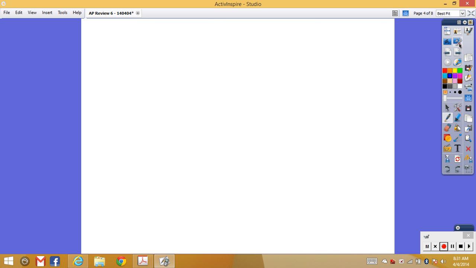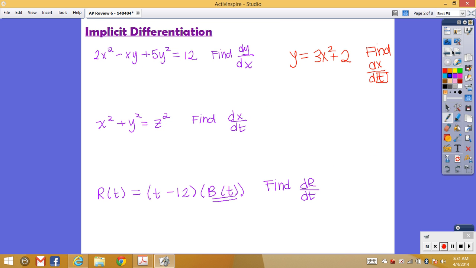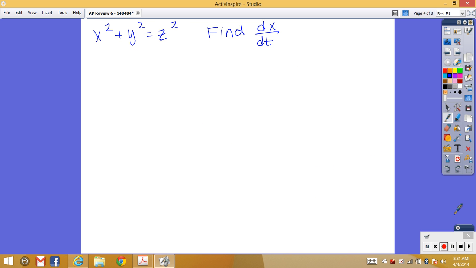Okay? Second problem. Oh, oopsie, I deleted it. I believe it was x squared plus y squared equals z squared, and I want you to find dx/dt. I think it was dx/dt. Yep. So press pause if you need a little more time to work on that problem.